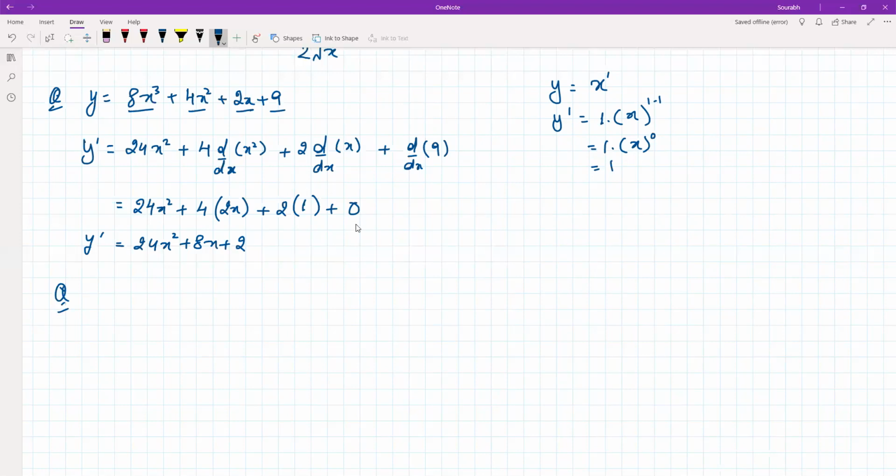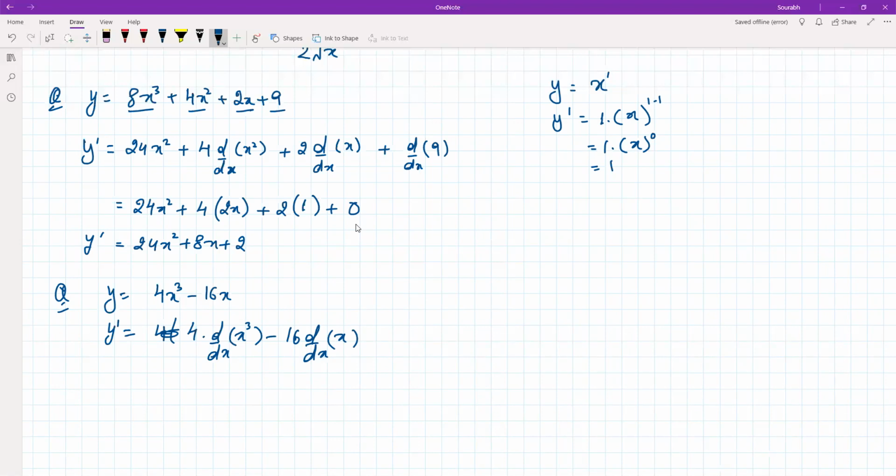Take one more example. Say y is equal to 4x cube minus 16x, right? So what will be y dash? Y dash will be 4 into differentiation of x cube. So I can write 4 into d by dx of x cube minus 16 into differentiation of x. So these are our functions, x cube and x.